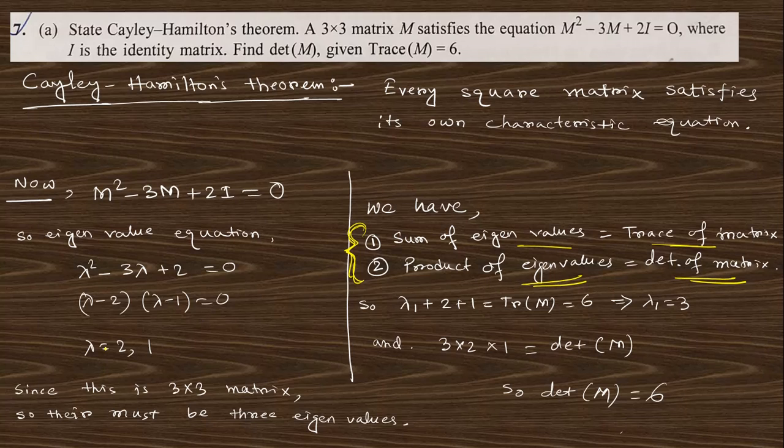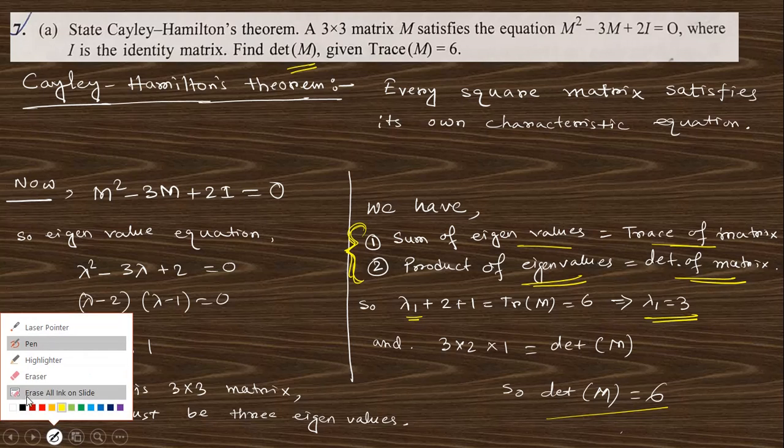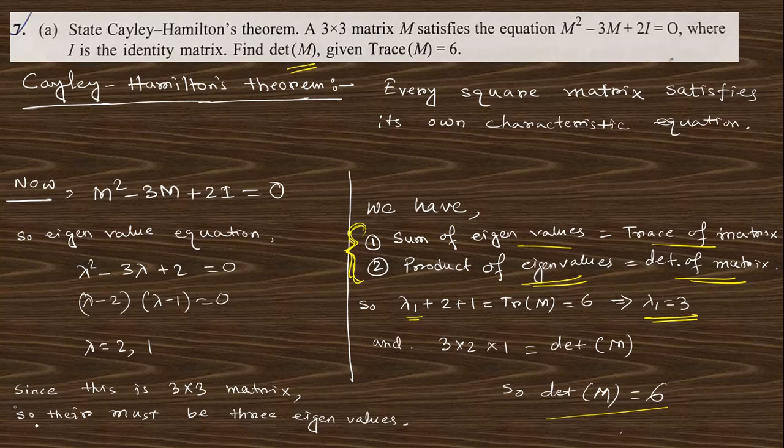So the sum of the eigenvalues, there is 1 and 2, and another one we take as lambda 1. So lambda 1 plus 2 plus 1 will be the trace of the matrix which is given, that is 6. From here you will get the value of lambda 1, the third eigenvalue. Now you can find the determinant of M using the second formula. This is the product: 3, 2, 1, the product of these eigenvalues equals the determinant of this matrix. So you can find the determinant of this matrix. I think that is clear. This is a very important question for future purposes also.